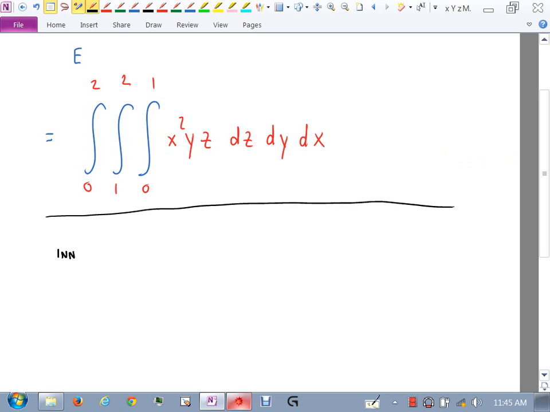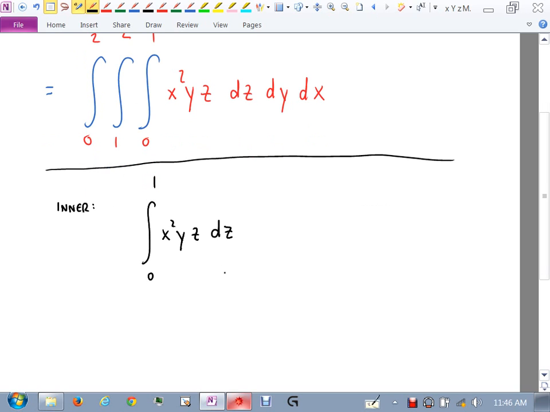The inner integral, I'm trying to find the integral from 0 to 1 of x squared y z dz. What is the antiderivative of x squared yz with respect to z? It's 1/2 x squared y z squared, right? Evaluated from z equals 0 to z equals 1.